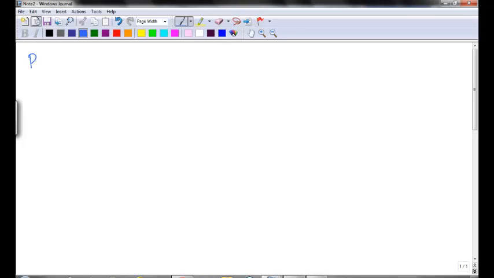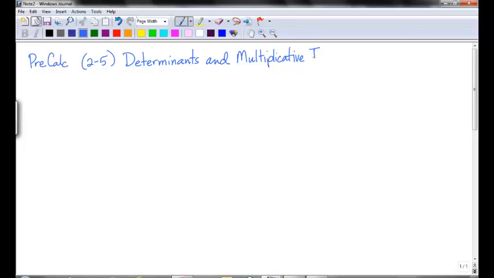Okay, this is on determinants and multiplicative inverses. Determinants and multiplicative inverses of matrices.